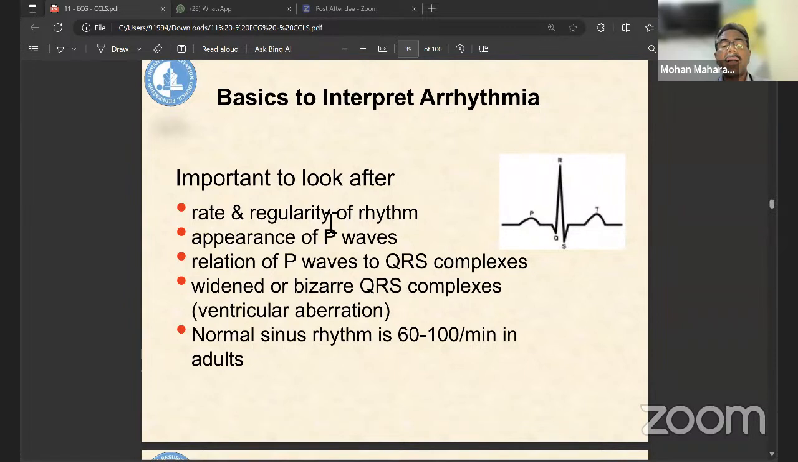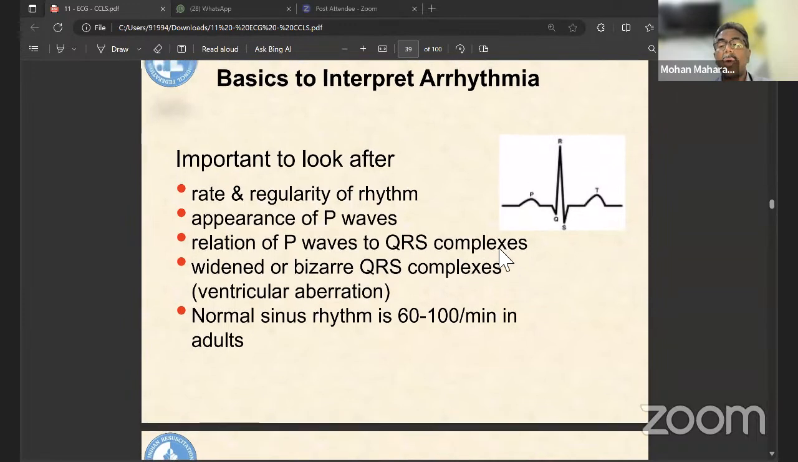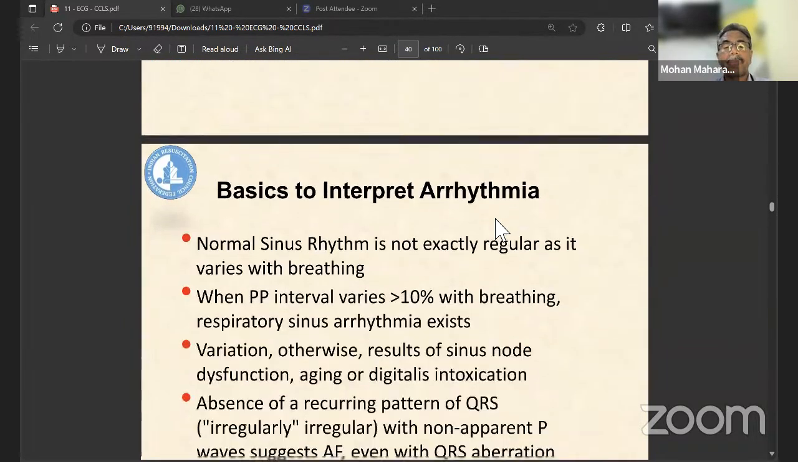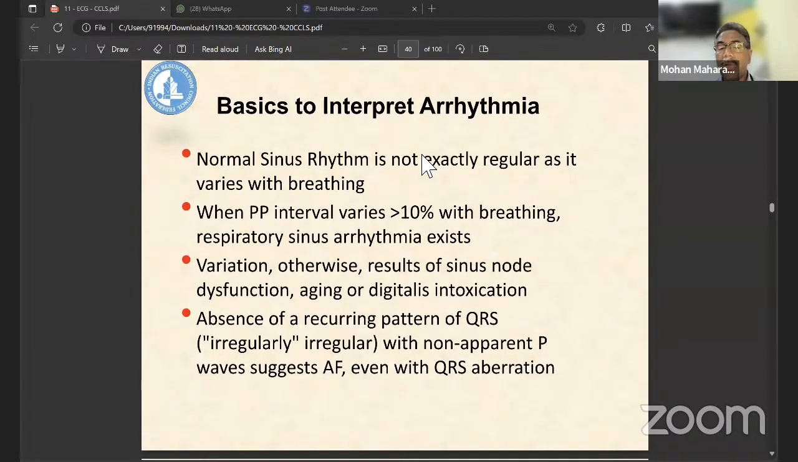Now, look at the basics to interpret arrhythmia: rate and regularity of the rhythm, appearance of the P wave, and relationship of P waves to the QRS complex. Normal sinus rate is 60 to 100. That's how we approach and see what is arrhythmia. Normal sinus rhythm is not exactly regular, as it varies with breathing. When the PP interval varies more than 10% with breathing, it is a respiratory sinus arrhythmia.